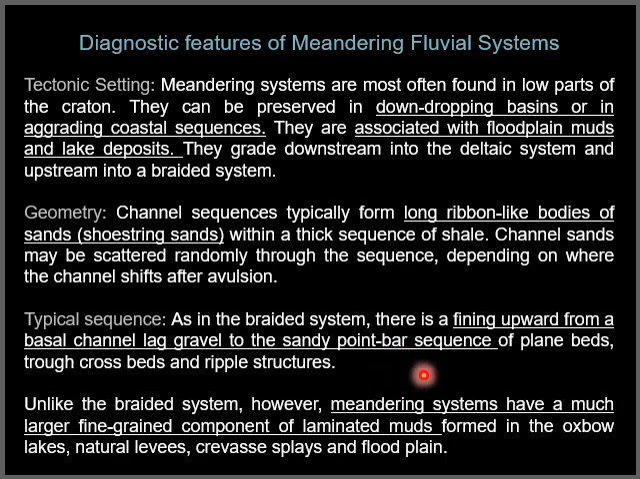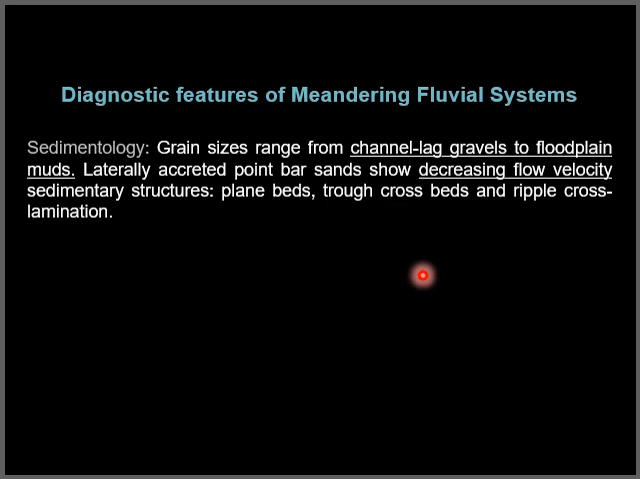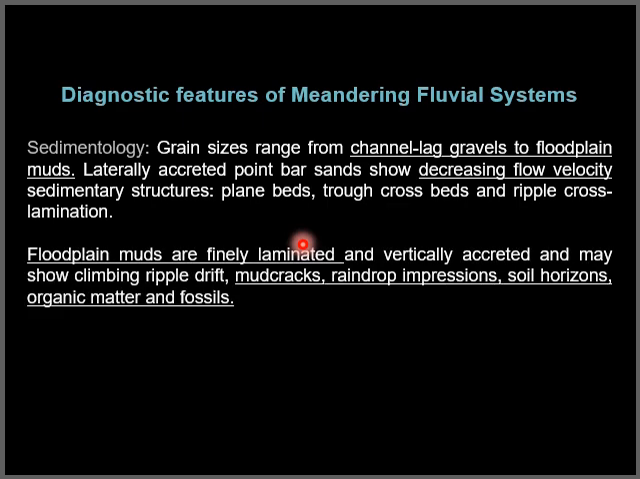Unlike braided systems, meandering systems have a much larger fine-grained component, like laminated sands formed in oxbow lakes, levees, crevasse splays, and plain. To continue, in terms of sedimentology, from channel lag gravels to floodplain sands, we have this grain size range. Sometimes you have structures showing decrease in flow velocity, like plane beds changing to trough crossbeds and ripple cross lamination.